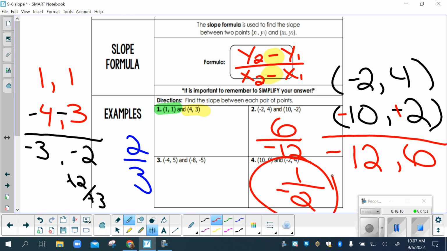Oh, 6 goes into 6 one time. 6 goes into 12 two times. So 1 over 2. That makes sense. There you go.